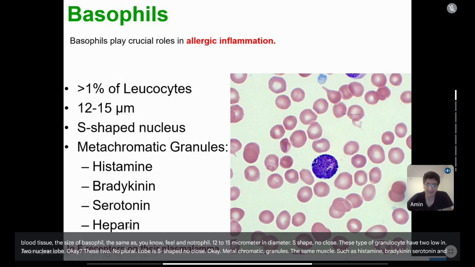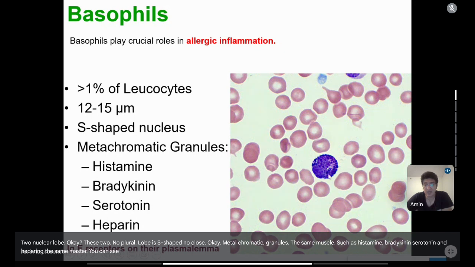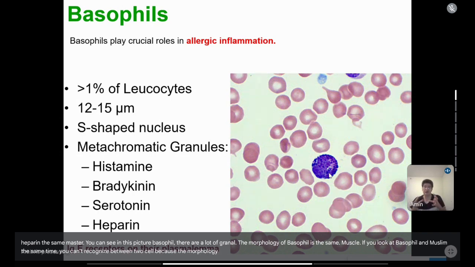The same as mast cell. You can see in this picture basophil. There are a lot of granules here. The morphology of basophil is the same as mast cell. If you look at basophil and mast cell at the same time, you can't distinguish between the two cells, because the morphology and the function of the two cells are the same.